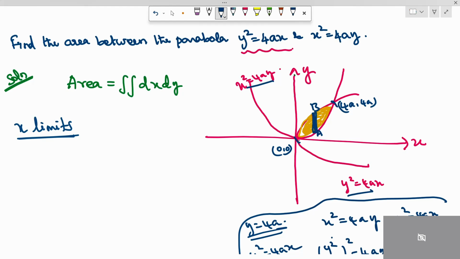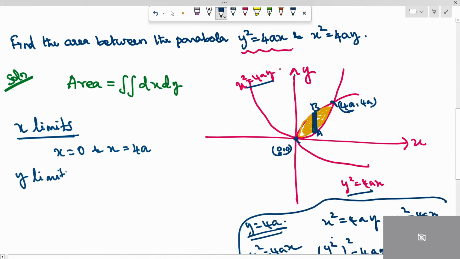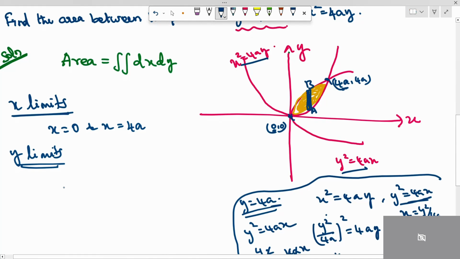The strip starts from this point. Here the x value is 0 and here the x value is 4a, so x moves along the x axis from 0 to 4a. From this point to this point, here x value 0, here x value is 4a. And then we calculate the y limits. The y limits are just the values at the two ends of the strip.